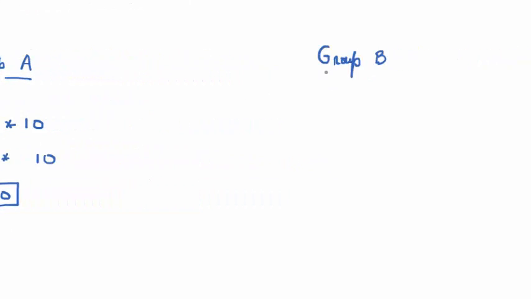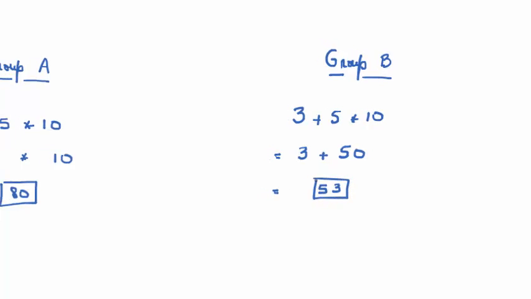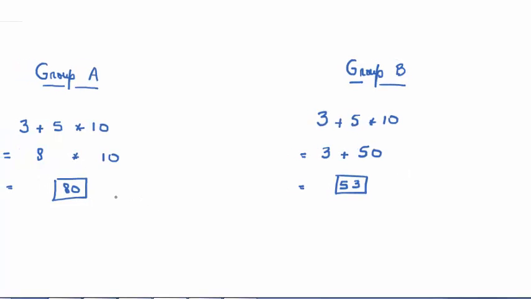Let's see group B. Group B say no, we don't see 3 plus 5 times 10 this way. We see that 5 times 10 is 50. 3 plus 50 equals 53. And they finalize the answer. As you notice, the difference between group A and group B is huge, from 80 to 53, and if we are talking about $1,000 or millions of dollars, it's going to affect. There is a big, huge difference.